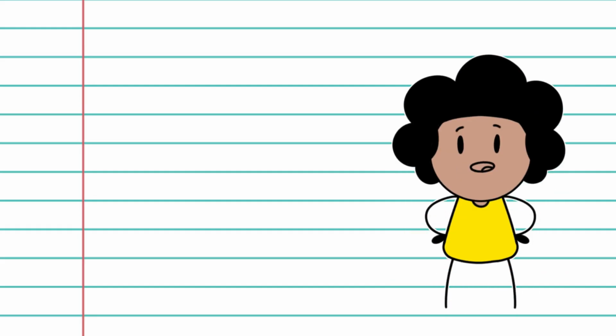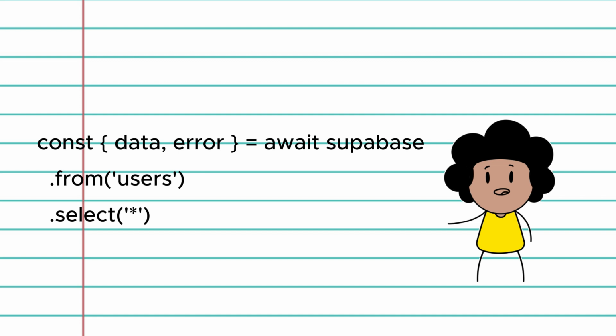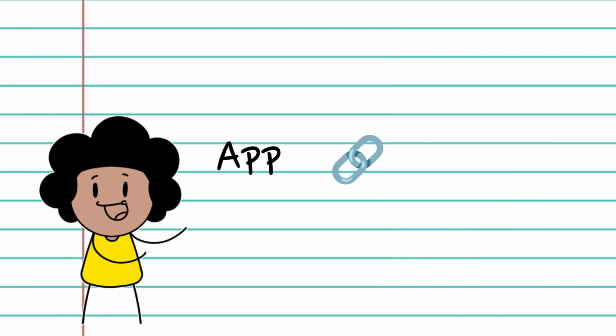To get data from the database, use this. It will return everything in the user's table, just like magic. And like that, you have connected your app to a real backend.